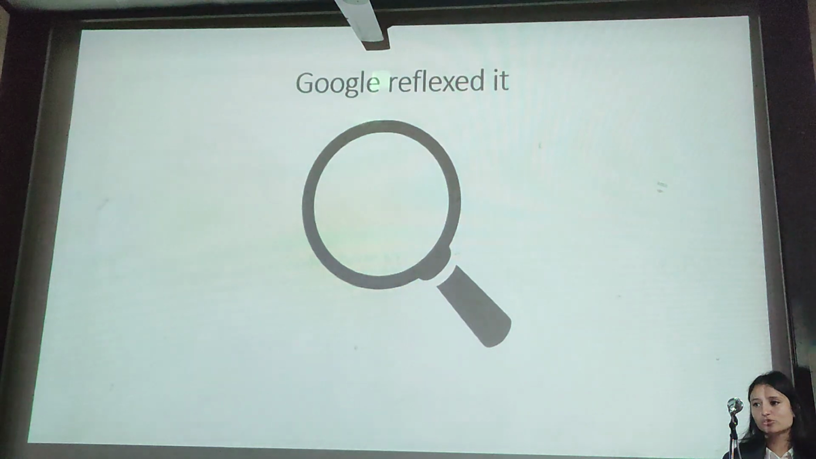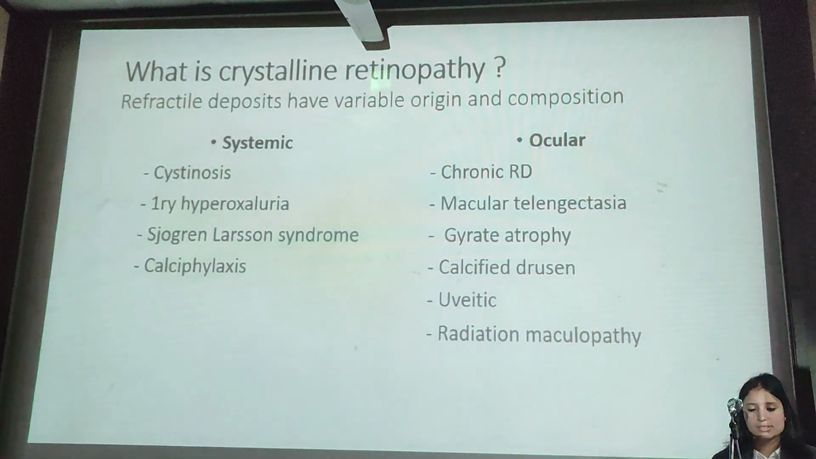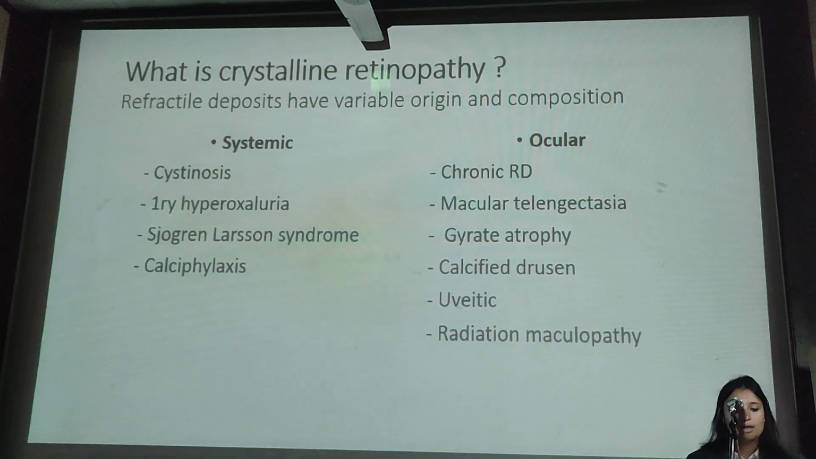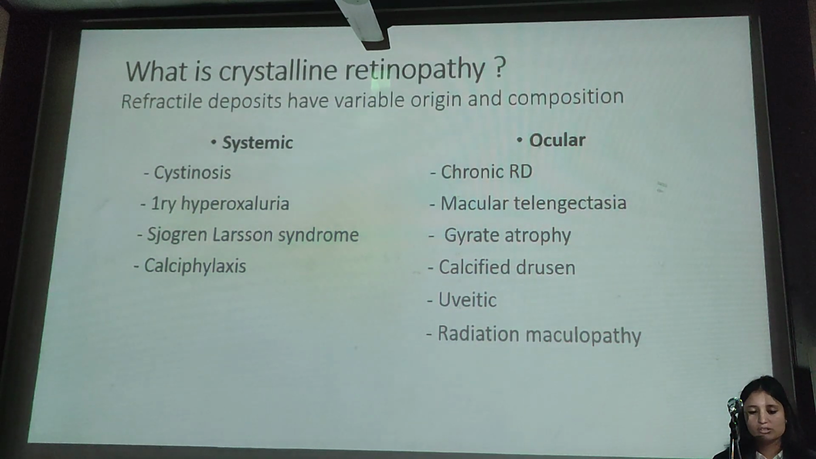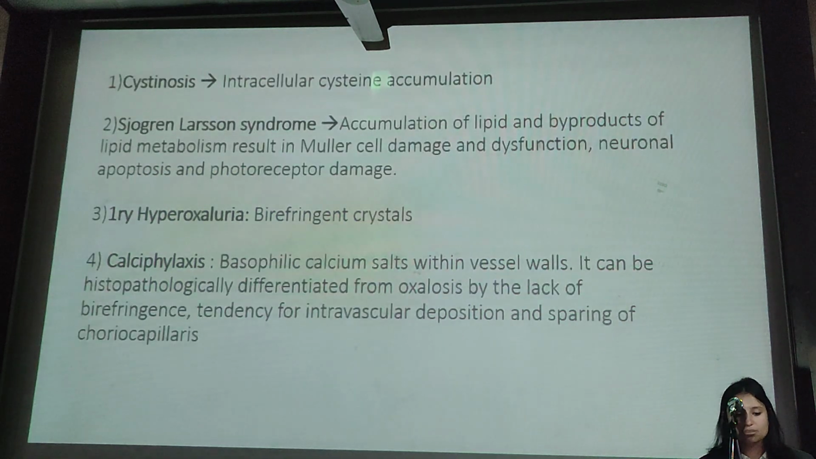So what we all do, we reflex everything we don't know about. And what I found is known as crystalline retinopathy, which is not only found in primary hyperoxaluria, it's found in many systemic and ocular conditions. They are refractile deposits that have variable origin and composition according to the cause. Systemic causes can be due to cystinosis, primary hyperoxaluria, Jordan-Larsson syndrome or calciphylaxis. Also among the ocular conditions are chronic retinal detachment, macular telangiectasia, gyrate atrophy, calcified drusen, and radiation maculopathy.